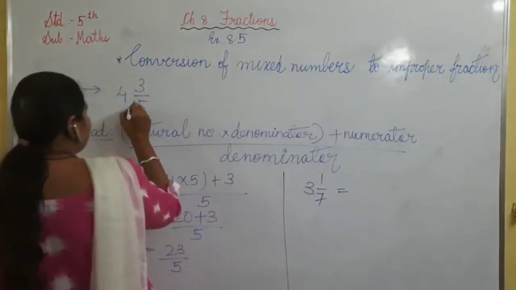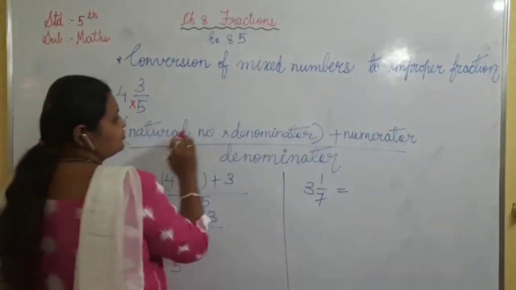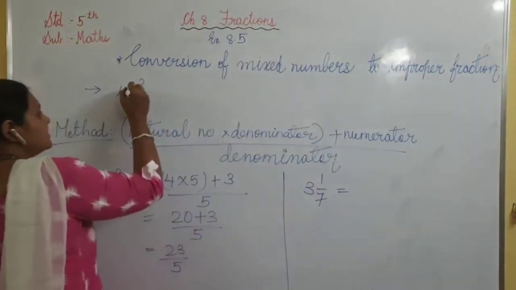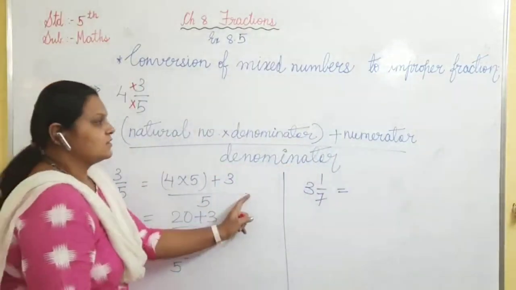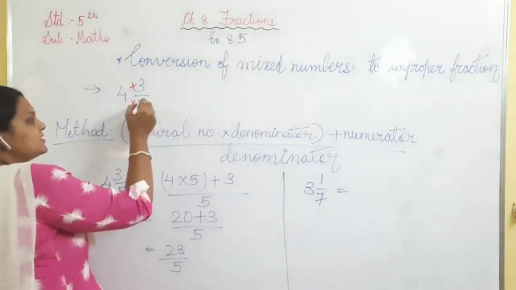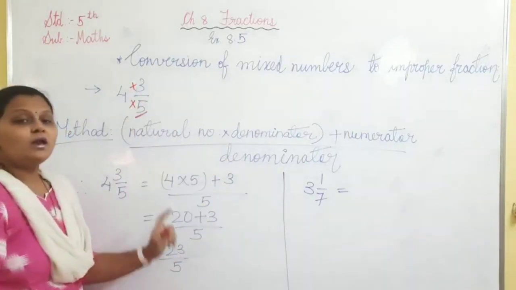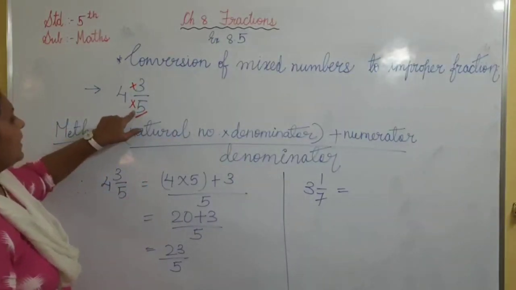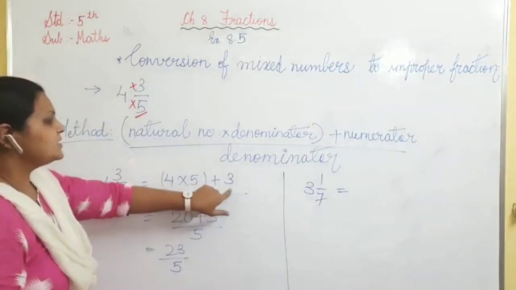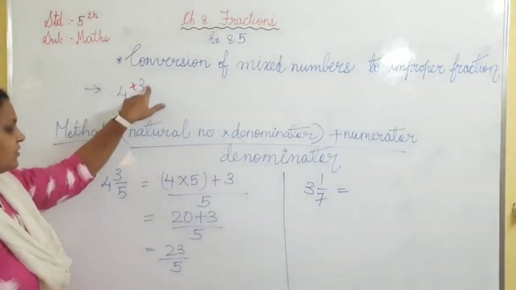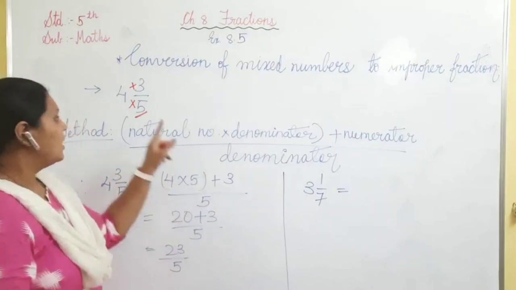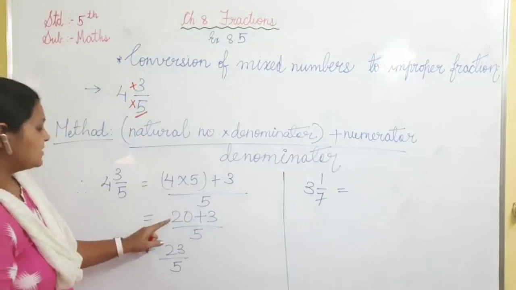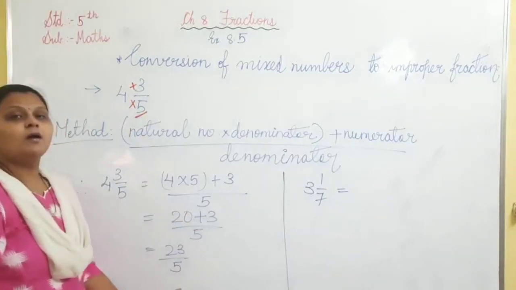First, 4 multiplied by 5. That is natural number multiplied by denominator. Plus numerator, that means 4 times 5 plus 3. Upon denominator, which means the denominator will be the same over here. Let us simplify. 4 multiplied by 5 is 20, plus 3, that is the numerator. So 20 plus 3 upon the denominator, which will be the same, 5. So the simplification is 23 upon 5.